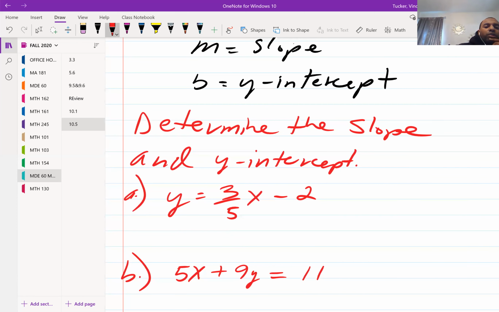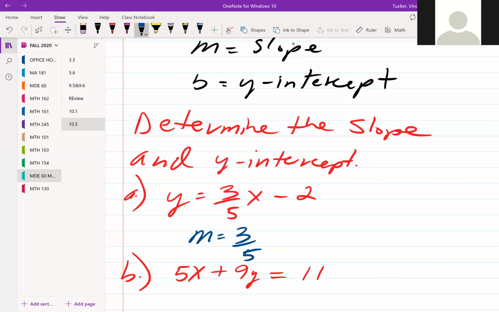All right, so determine the slope and the y-intercept. So in the first one, y equal to 3/5 x minus 2. What's sitting in front of x is my slope, 3/5. The other number is my y-intercept.